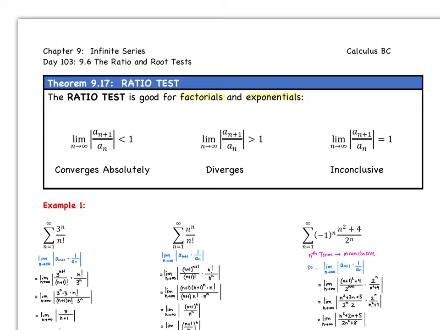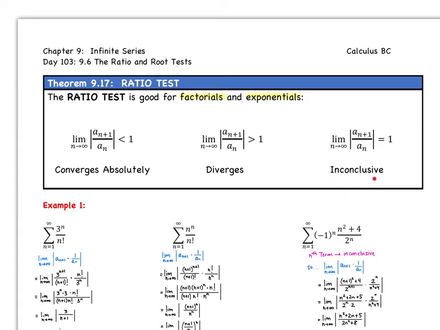Okay, so what is the ratio test? Well, we would take the limit as n goes to infinity of the absolute value of a_(n+1) over a_n. Now remember, if it's an alternating series, we can just look at the absolute value and forget about the alternating portion. If it's less than 1, it converges absolutely. If that limit is greater than 1, it diverges. If it equals 1, it's inconclusive and we have to use a different test.